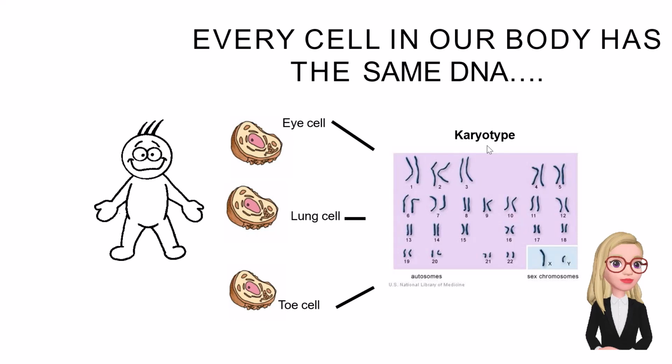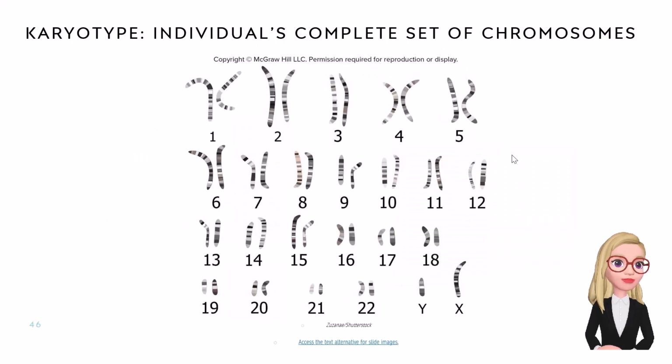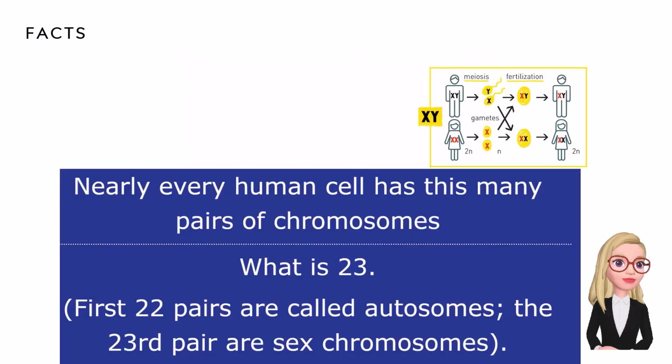And then there's the karyotype, and we'll talk a little more about karyotypes, autosomes, and sex chromosomes in just a second. Your karyotype is the individual's complete set of chromosomes. Having said that, we have 23 pairs, right? And 22 are autosomes, and the 23rd pair are sex chromosomes. And again, there's a diagram of that.